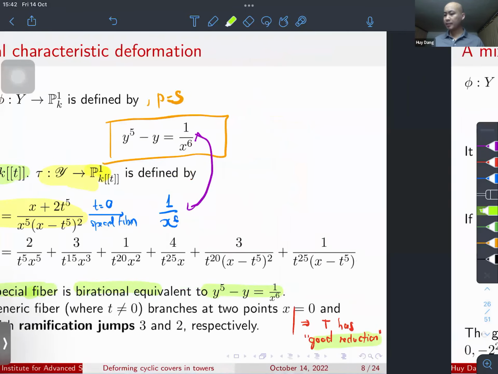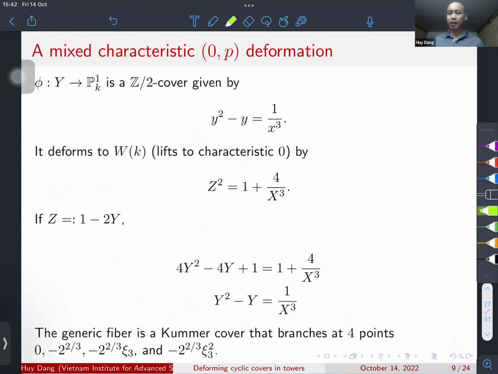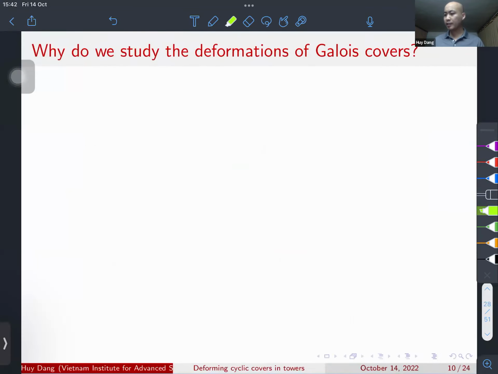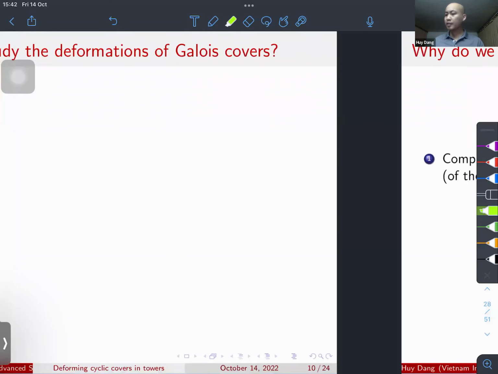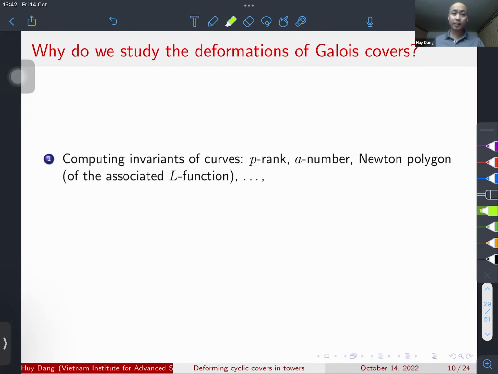Right. So again, the theme is good reduction, and you can also deform something in characteristic P to characteristic 0, and that is one example. But I don't want to focus on that. Maybe if we have time, then we can go back. And finally, for the first part, I will give some applications of deformation for Galois covers. One of the classical ones is to compute the invariants of curves, right?